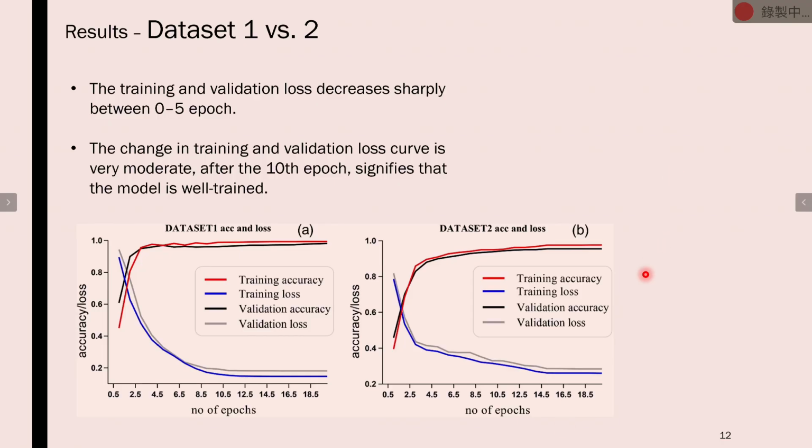And the model's training and validation loss and accuracy are these two figures. We can note that the training and validation loss decreased sharply within the first 5 epochs, and it stabilized after the 10th epoch. This indicates good convergence and training stability.